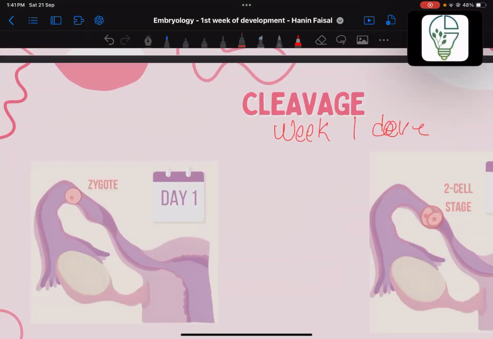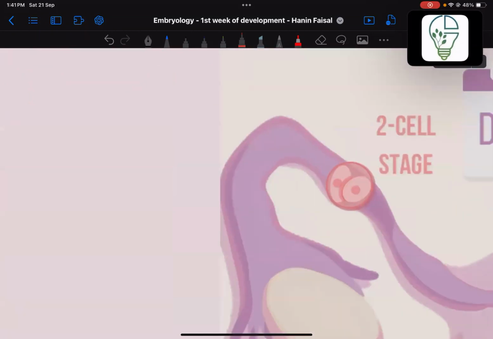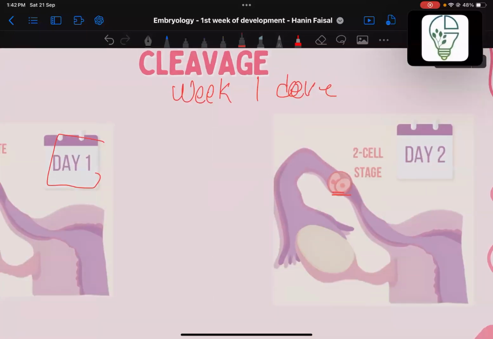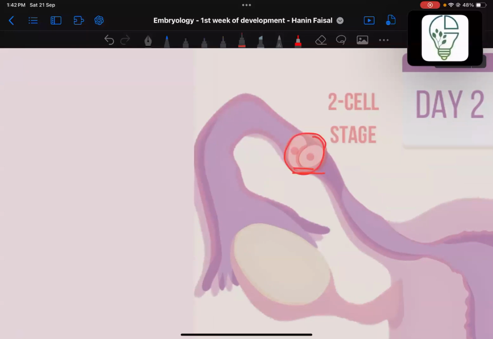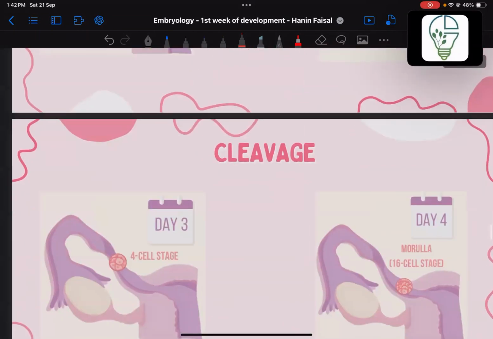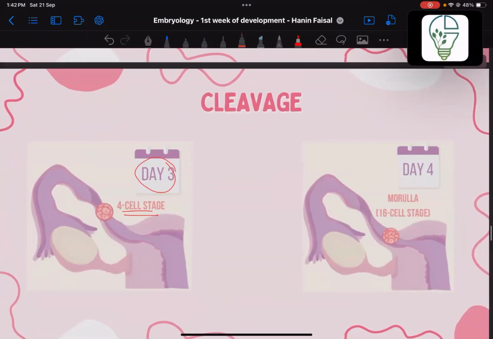Let's start from day 1. Day 1, we have the zygote, which is basically 1 cell. Day 2, this zygote is going to divide, forming 2 identical cells. If it's 2 identical cells, do you think it divided by mitosis or meiosis? Exactly, mitosis. When we have genetically identical cells, it's called mitosis. So this zygote divides to form 2 cells by mitosis, and this happens in day 2. Then day 3, you're going to have the 4-cell stage, and then day 4, the 16-cell stage. And this all happens by mitosis because you're forming genetically identical cells.